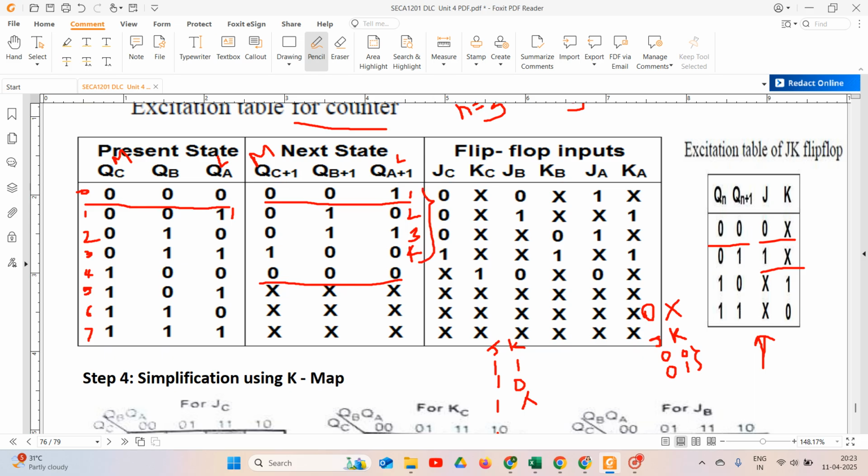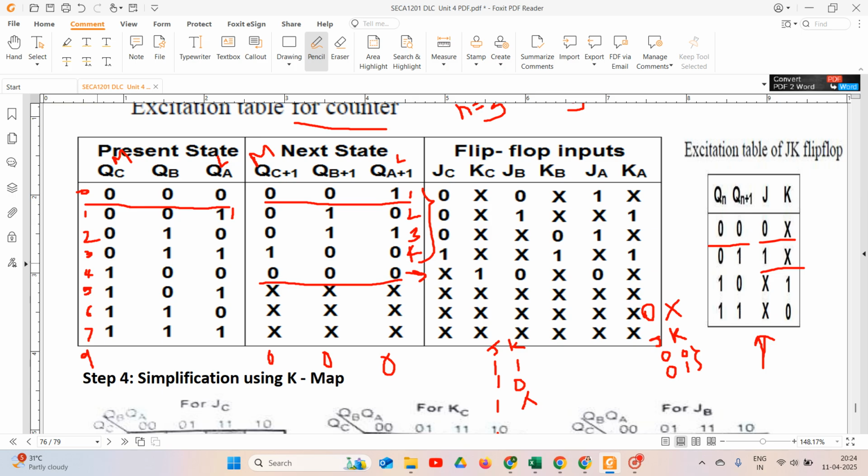It is a mod 5 counter. Whenever it reaches 5, my next state becomes 0, right? Similarly, for a mod 10 counter, you have to write from 0 to 9, so you have to write the binary numbers 0 to 9. Whenever it reaches 9, my next state becomes 0 for the mod 10 counter. This is mod 5, so whenever it reaches 4, my next state becomes 0. Similarly, for mod 10, whenever it reaches 9, my next state becomes 0.